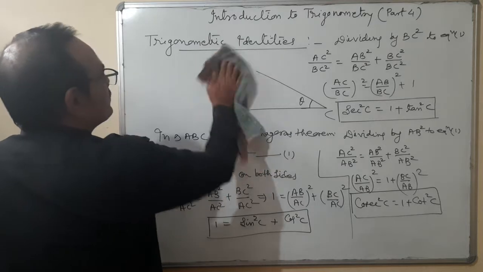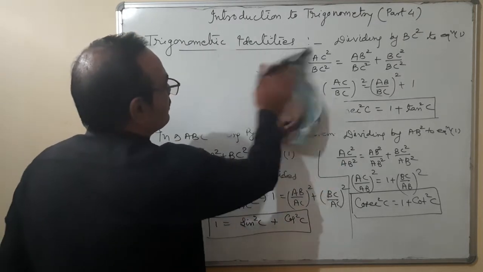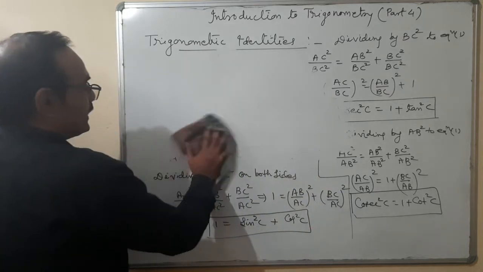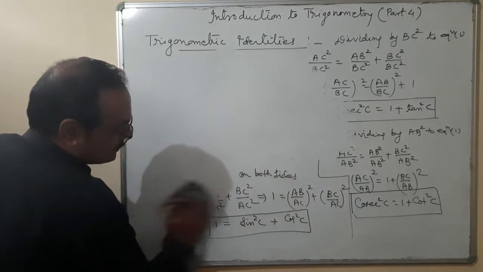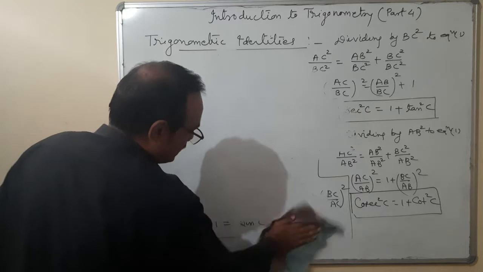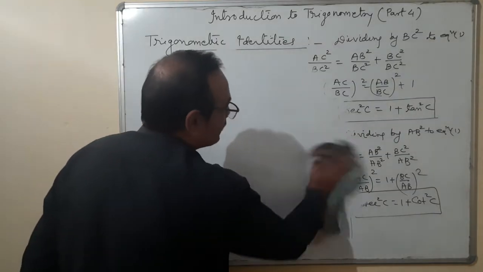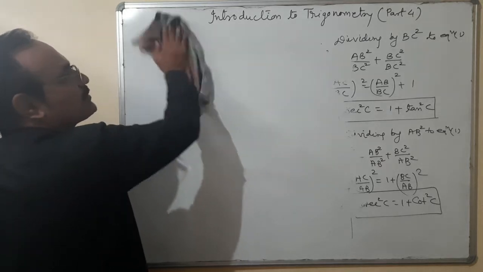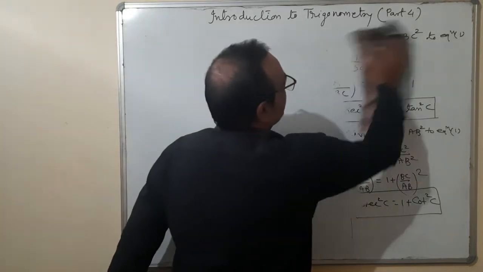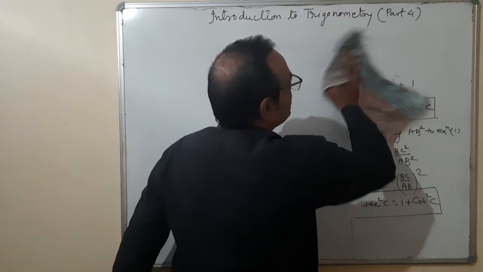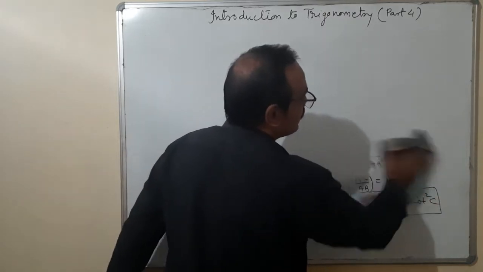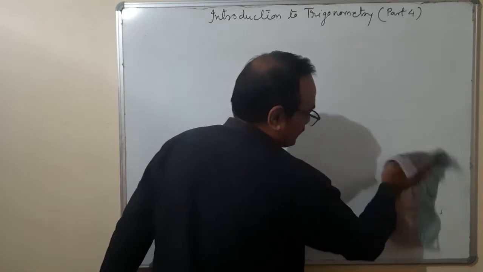So by the way, these are the three identities only, but we will use these trigonometric identities in different ways. Suppose we know that sin square theta plus cos square theta is equal to 1, and we want to convert cos square theta in terms of sin square theta. So we can write cos square theta is equal to 1 minus sin square theta, or sin square theta is equal to 1 minus cos square theta.